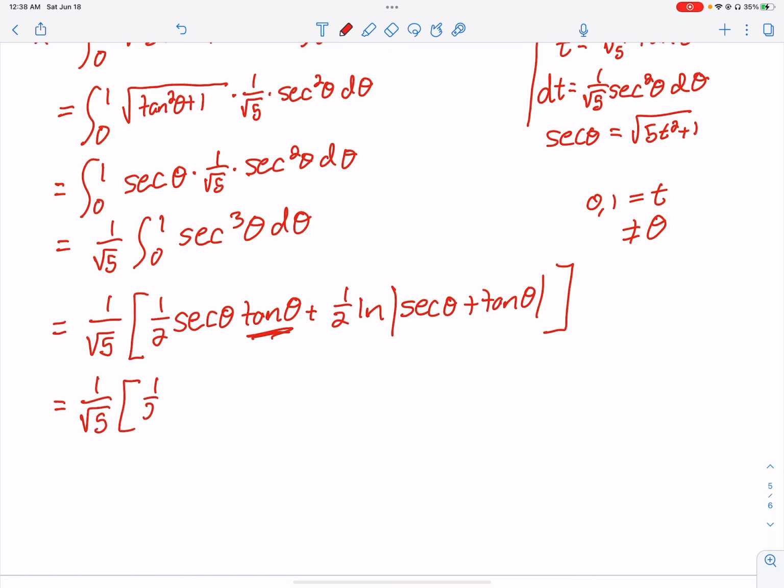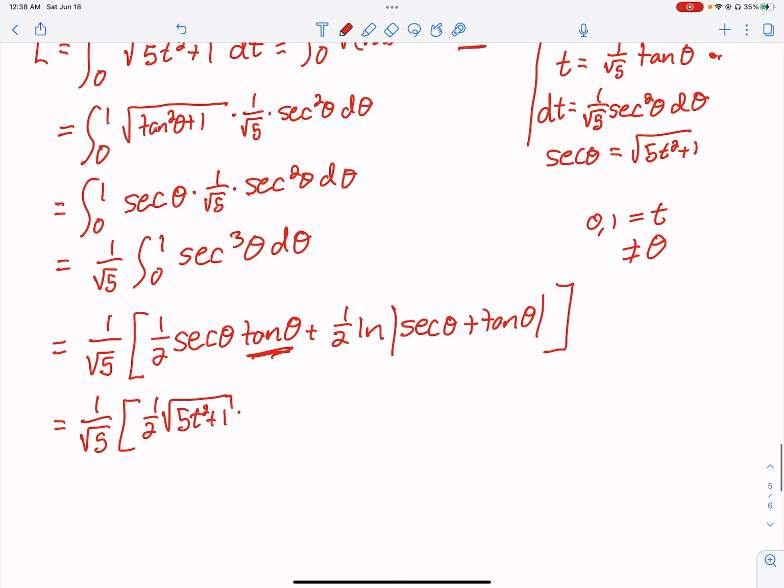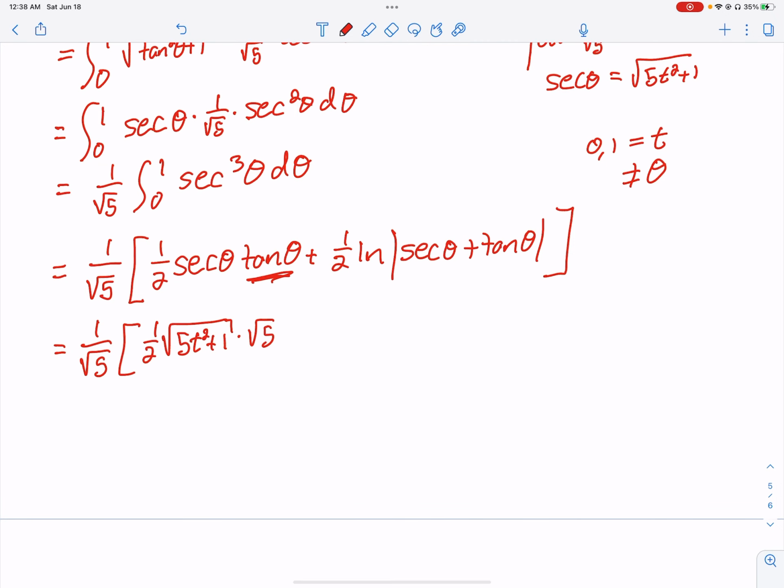So we get 1/2. Secant is the square root of 5t squared plus 1. Tangent is the square root of 5t, plus 1/2 ln. You could have also converted the other way, right? Back everything to theta. The square root of 5t squared plus 1 plus the square root of 5t. I think that's it. And then now we can do 0 to 1.